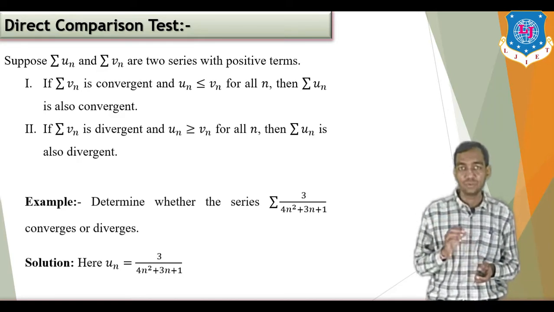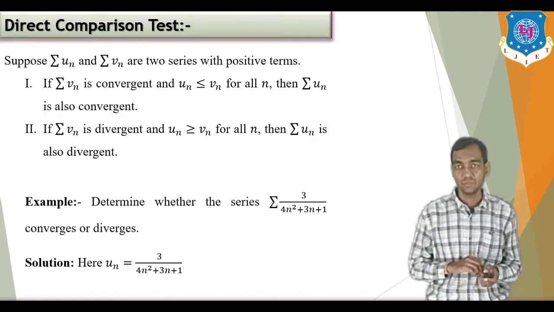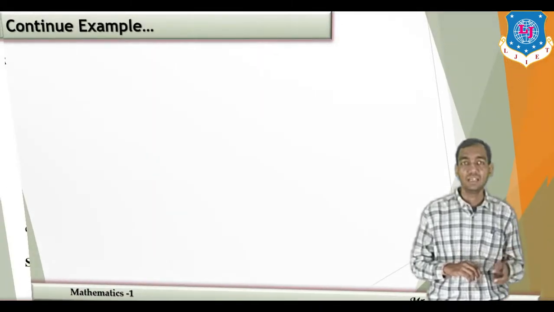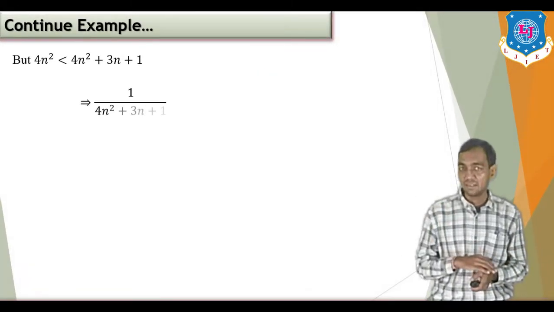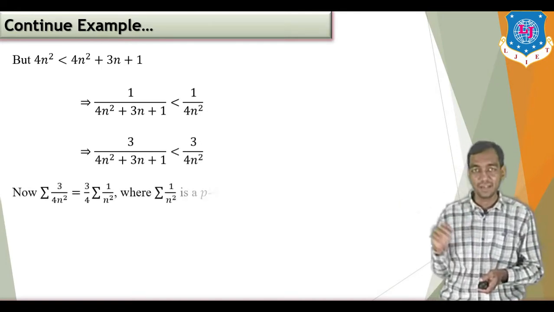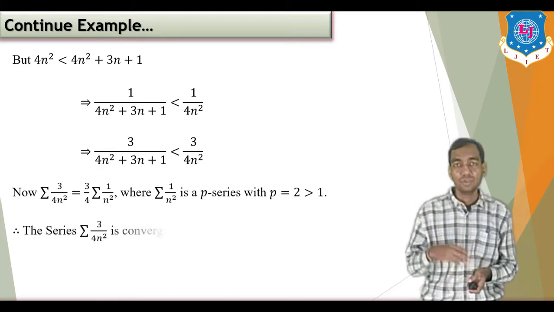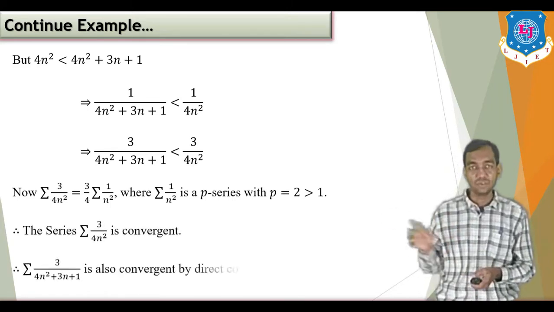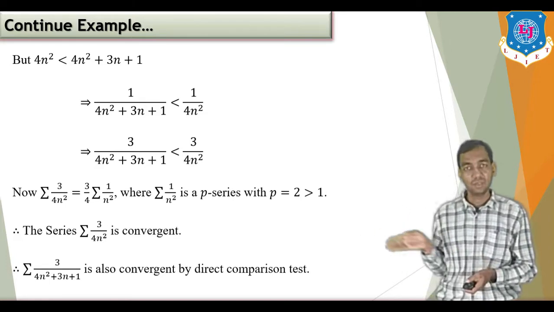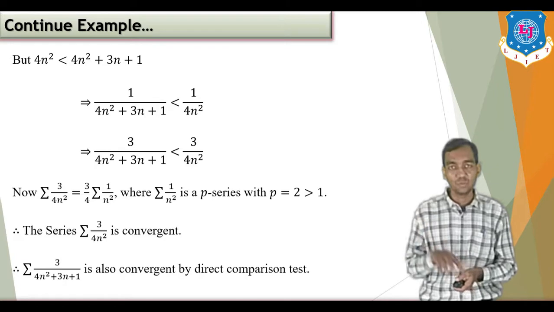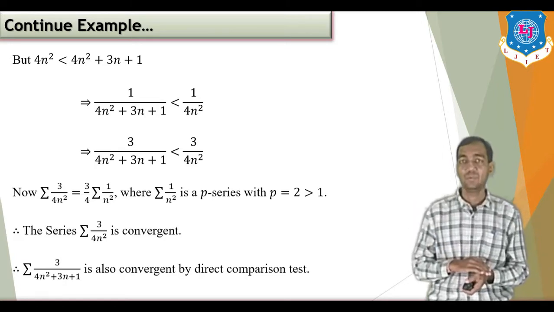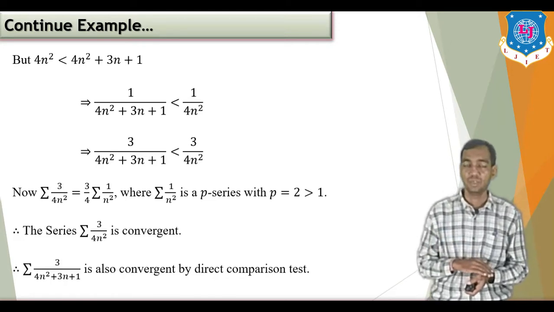So here un is equal to 3 upon 4n square plus 3n plus 1. We are starting with a standard inequality: 4n square is less than 4n square plus 3n plus 1, correct? Because we have added 3n plus 1 on the right hand side. Now taking reciprocals, that will change the inequality. So 1 upon 4n square plus 3n plus 1 will be less than 1 upon 4n square. Now multiplying both sides by 3, that will give you 3 upon 4n square plus 3n plus 1 is less than 3 upon 4n square.